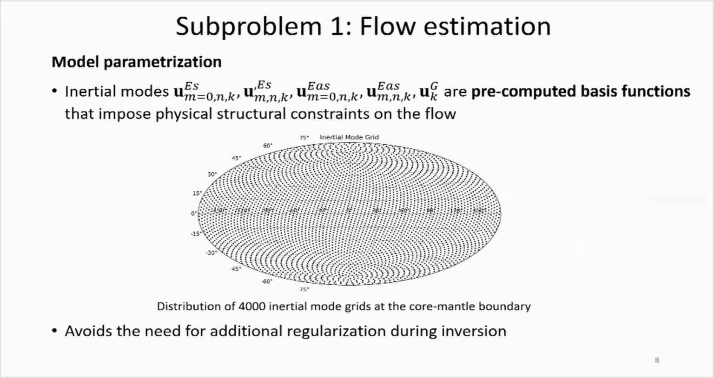Here, the u are the inertial modes, and they serve as pre-computed basis functions. These basis functions impose physical structural constraints on the flow. This picture shows the distribution of about 4,000 inertial modes on the grid at the core-mantle boundary, computed in physical space. Using these pre-computed basis functions can avoid the need for additional regularization during flow inversion.